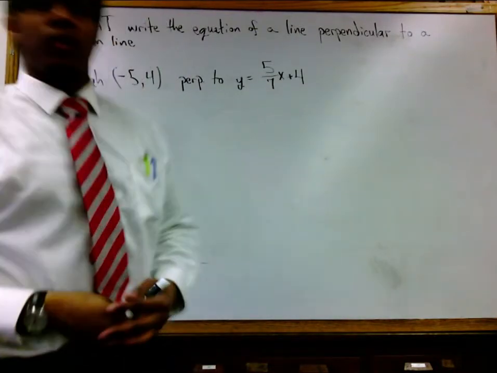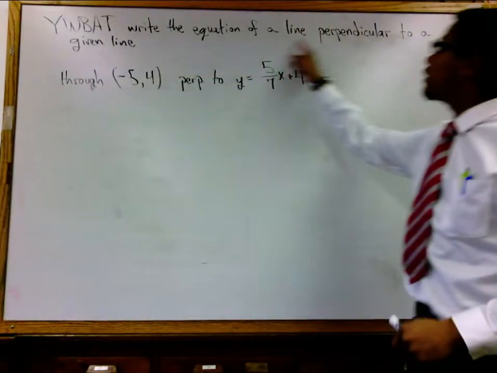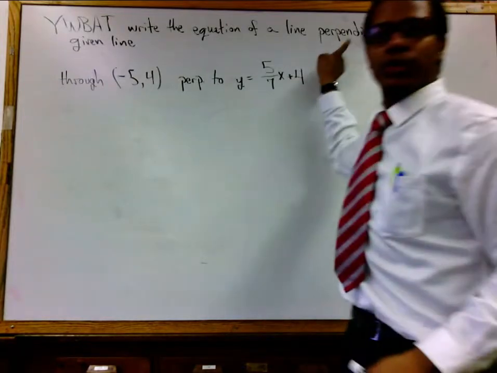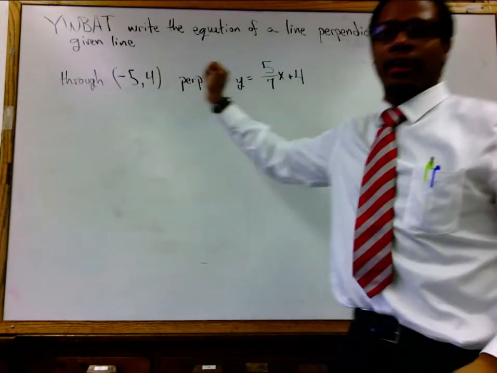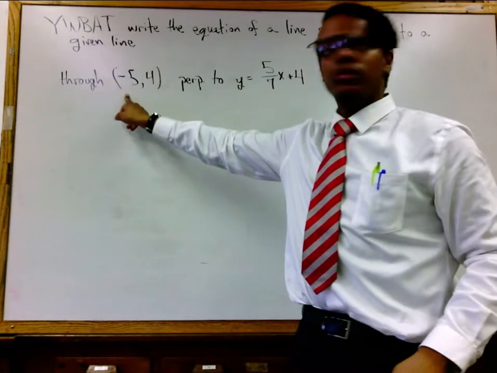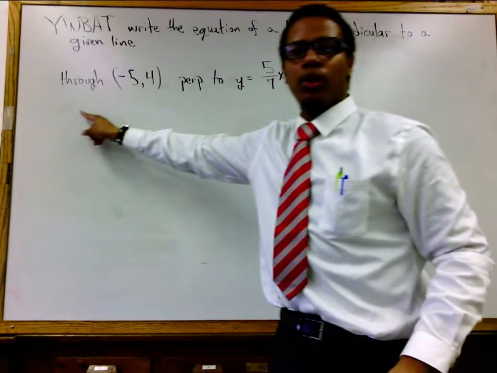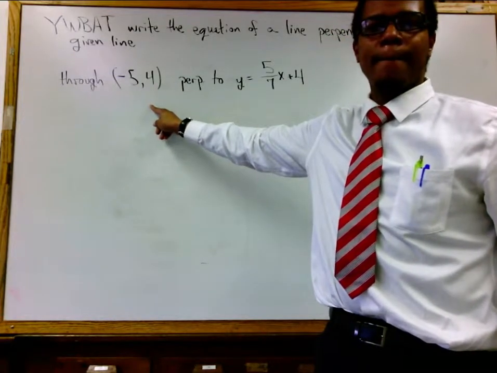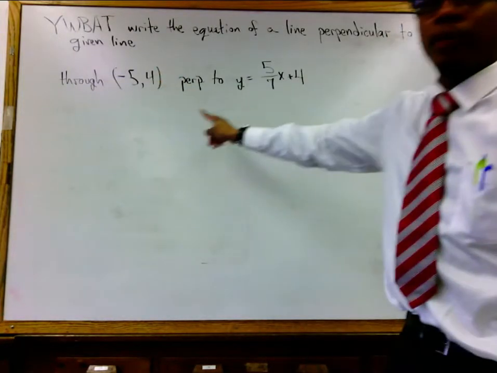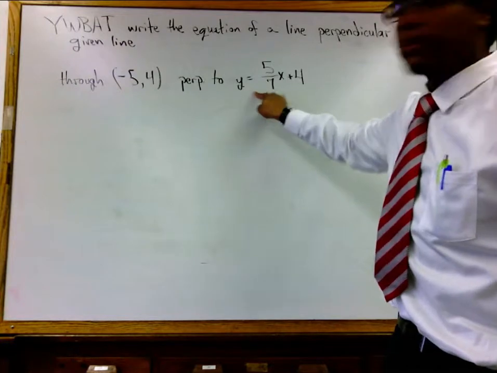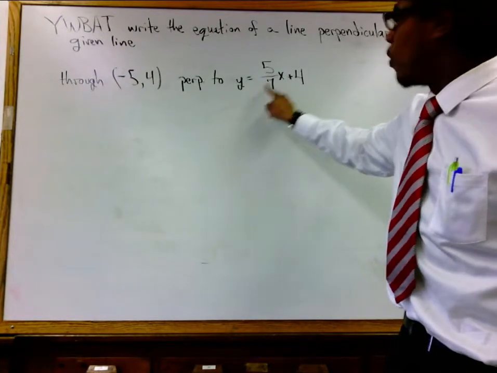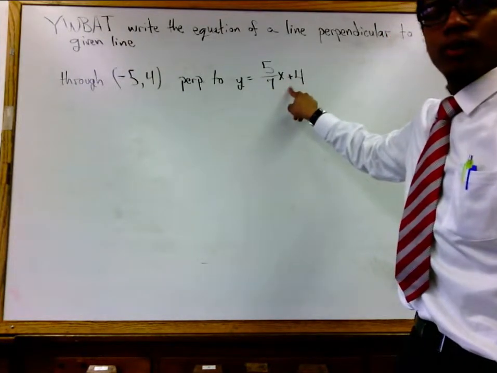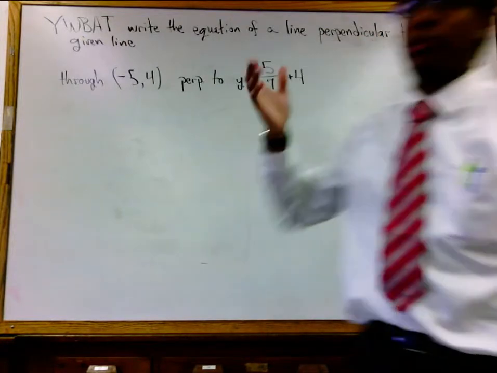After this video, you will be able to write the equation of a line perpendicular to a given line if I give you a point to draw it through. So you want to draw a line that goes through point (-5, 4), but we want that line to be perpendicular to this line right here, y equals 5/7x plus 4. So how do we approach this?